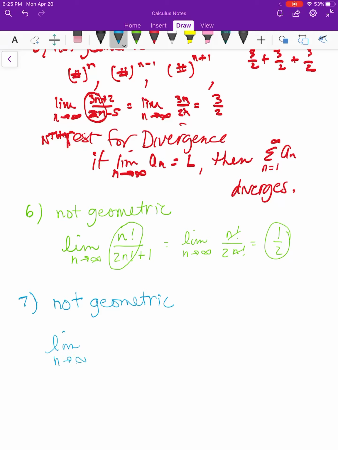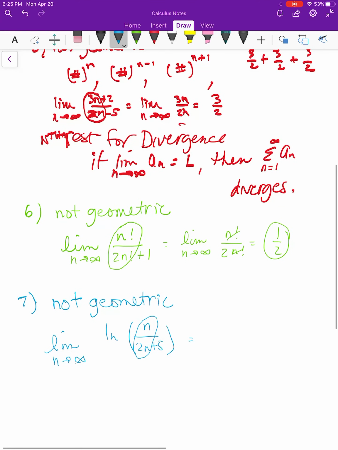Okay, number 7, similar to number 5, I think, but it has an ln in front of it. It is not geometric. Only thing we have to do is look at the limit as n goes to infinity of ln of n divided by 2n plus 5.